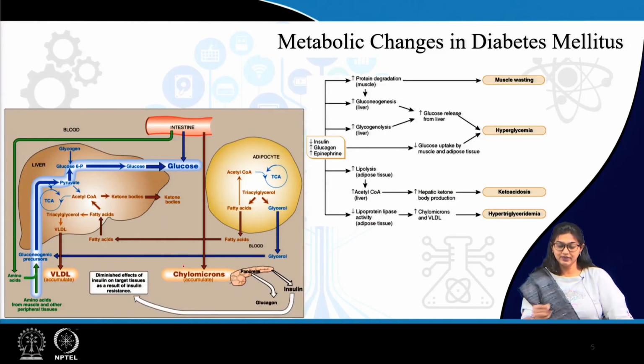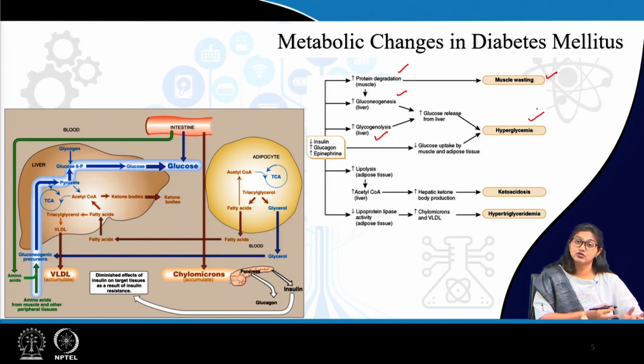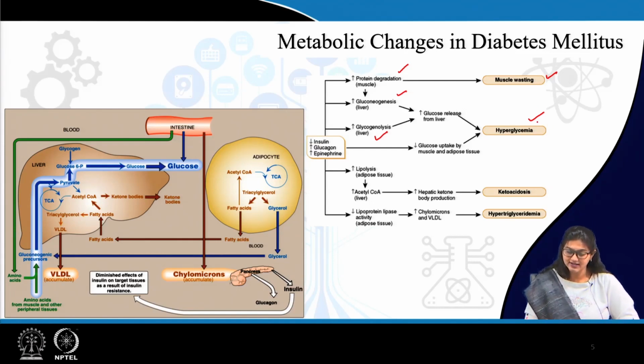So, here you can see there is increased degradation of protein in muscle. So, there will be muscle wasting. Patients of diabetes mellitus have a cachectic appearance because those proteins are actually utilized for neoglucogenesis. Also glycogenolysis is there. So, apart from the available glucose in the circulation which is not able to be taken up inside the cell, they are also supplying glucose. So, there is hyperglycemia. Then there is lipolysis.